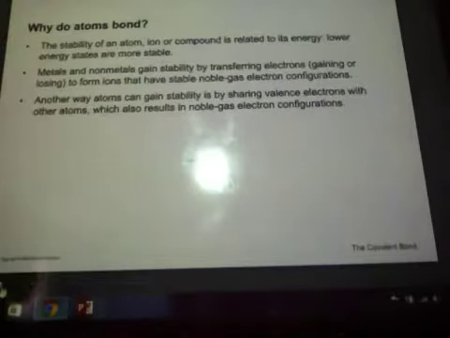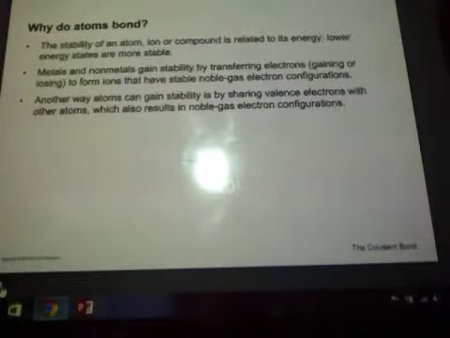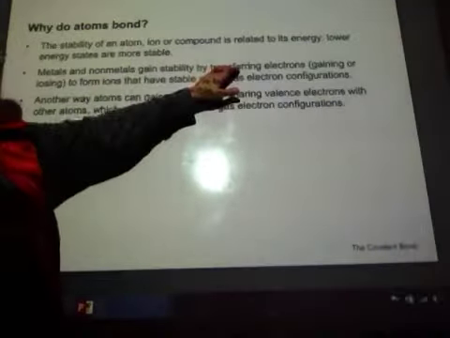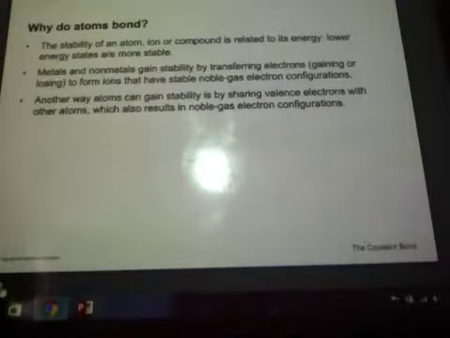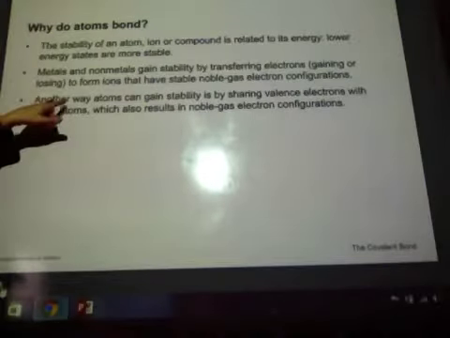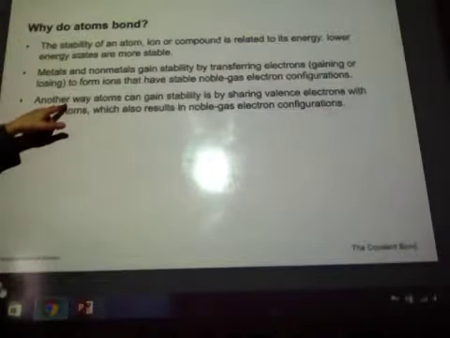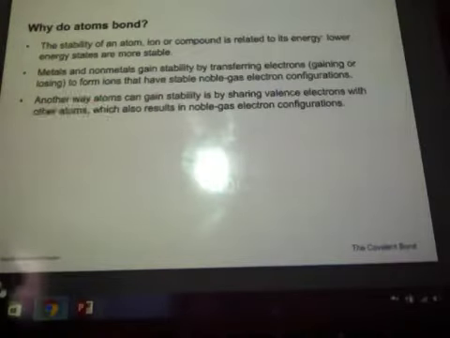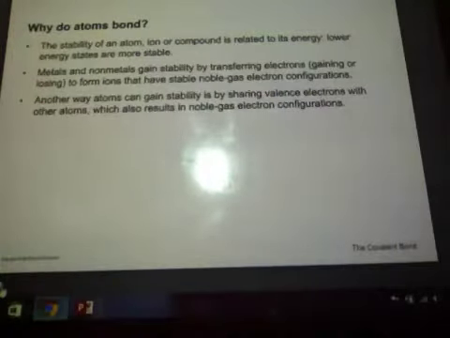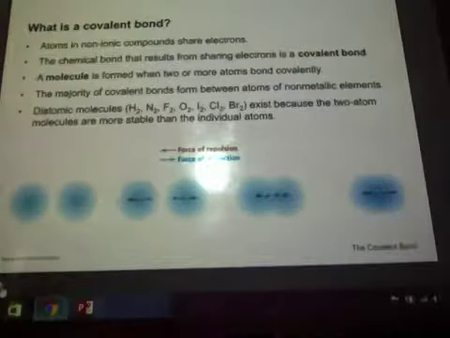Metals and nonmetals, so there's ionic from last chapter. Metals and nonmetals are going to transfer electrons. They're going to gain electrons if they're a nonmetal. They're going to donate electrons if they're a metal. And that's ionic bonding. Another way that they can be stable is by sharing electrons. So there's no actual donation. It's still going to result in noble gas configurations, and that's going to be a covalent bond.